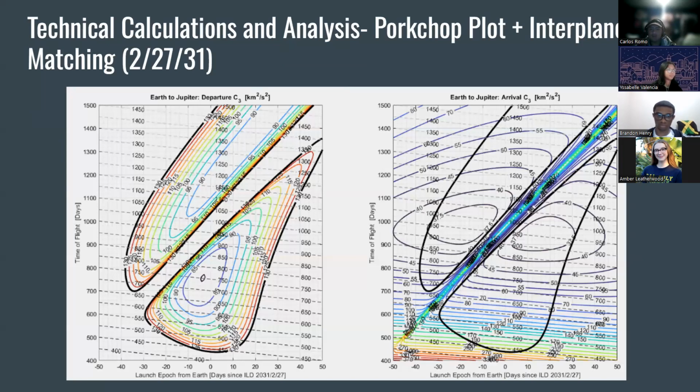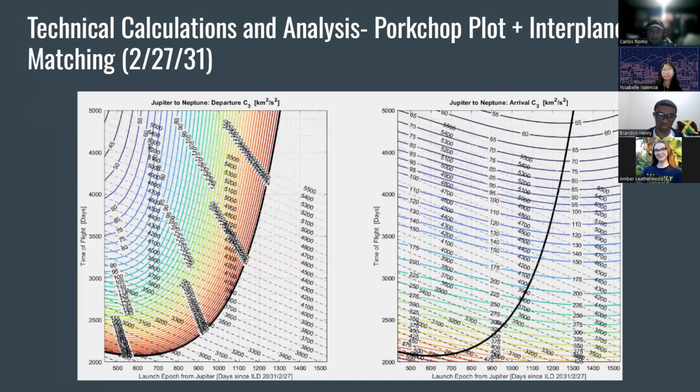So using the right-hand side porkchop plot, we were able to determine a C3, the launch date, and the time of flight required for that first leg of the transfer. And then we were able to use the left-hand side plot on the next slide in order to determine the total time of flight for the second leg of the trajectory, using the numbers that we got from the other porkchop plot.